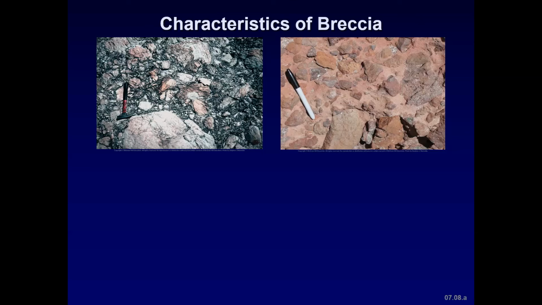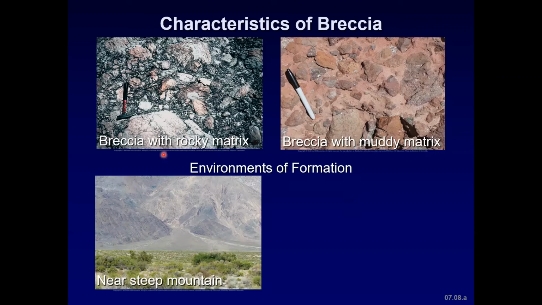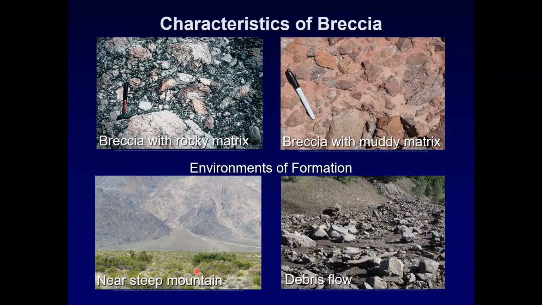We'll look at breccia now. Breccia contains a wide range of clast sizes. We can say it's poorly sorted. It's a breccia with a rocky matrix or with a muddy matrix. It can form near a steep mountain front, from landslides, alluvial fans, debris flows, and glaciers. So we see this as an example, and we see the debris flow that can later be lithified into breccia.